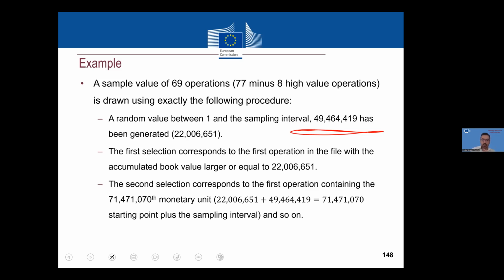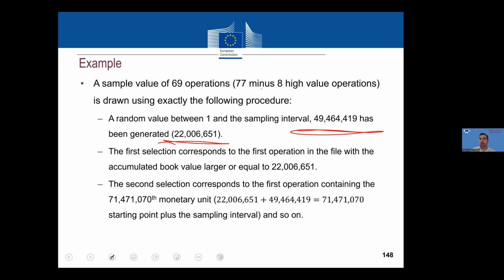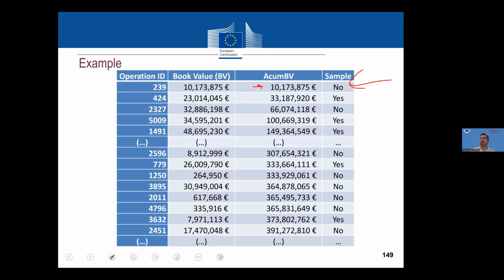Now, please imagine that I have generated 22 million euros as my random number, okay? So what is the first item to be selected to the sample? The first item to be selected is the first operation in my file whose accumulated book value is equal or larger than my starting point. My starting point, please remember, is 22 million. So what is the accumulated book value of the first item in the file? 10 million. Is 10 million larger than 22 million? No. If not, this item does not go into the sample.